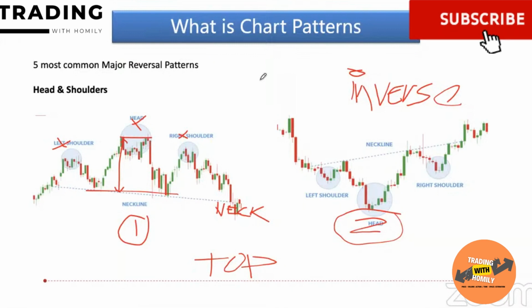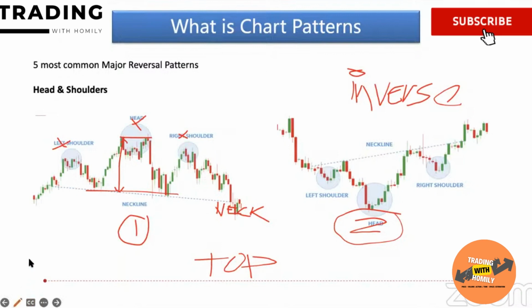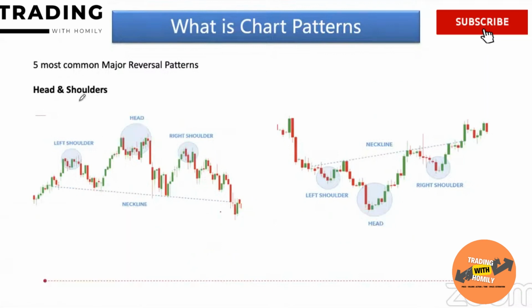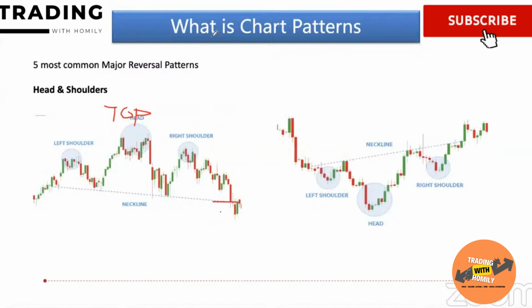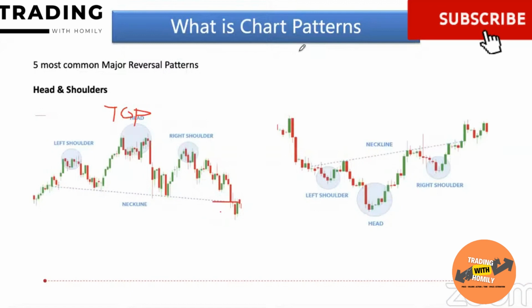Now, my next question. When you see number 1, I'm just going to erase this so that everyone can see it clearly. When you see number 1, which is the ordinary head and shoulders at the top, what happens after the neckline? Does the price go up or down? Type your answer inside the chat group. Okay, it goes down.